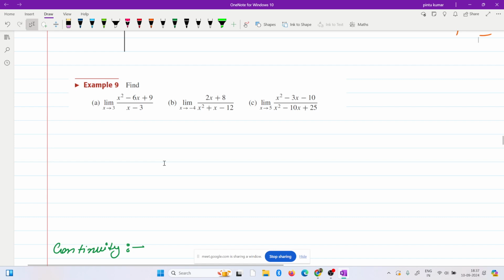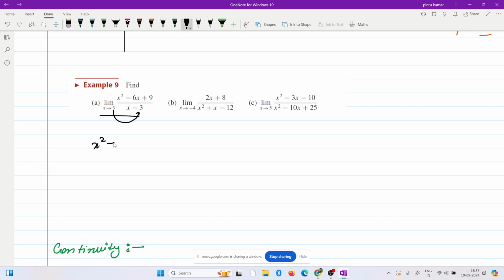You might have done it in your high school or something like that. So first of all, the first question is to find the limit of this particular example. Limit x tends to 3. If we directly substitute the value of 3 in it, we will get the denominator to be 0, which is not defined. So we can split the top.